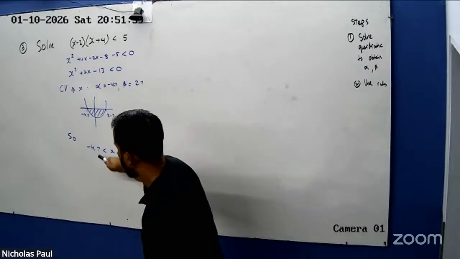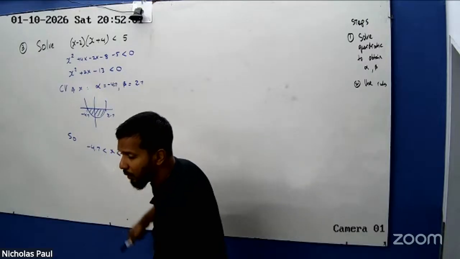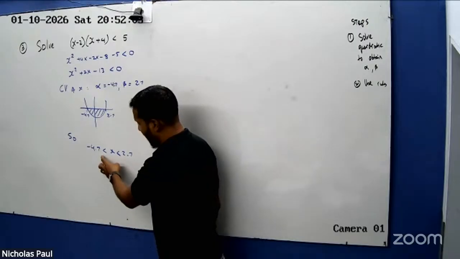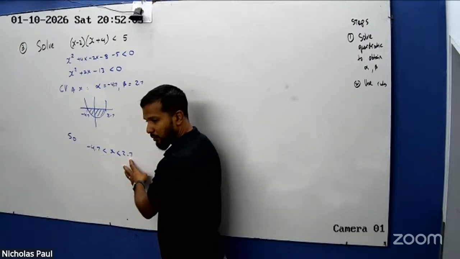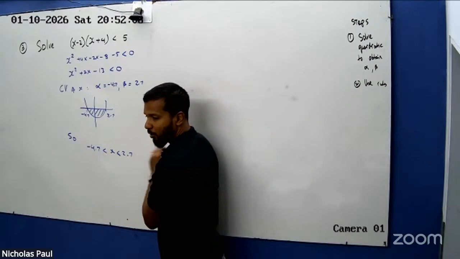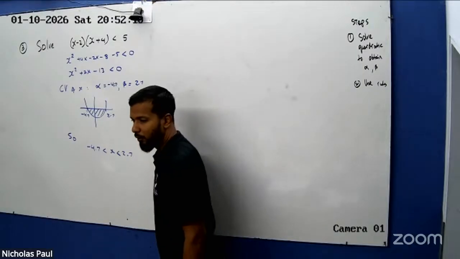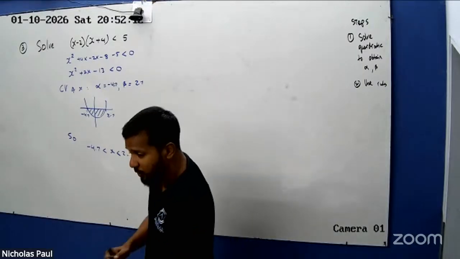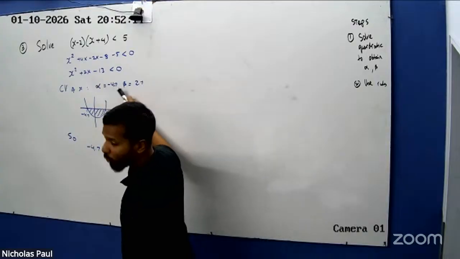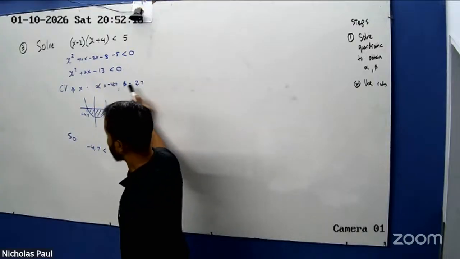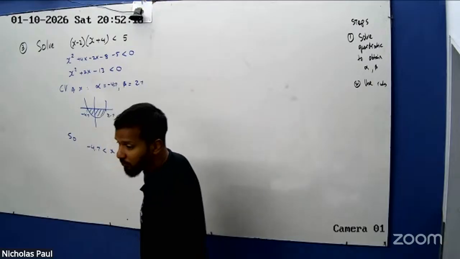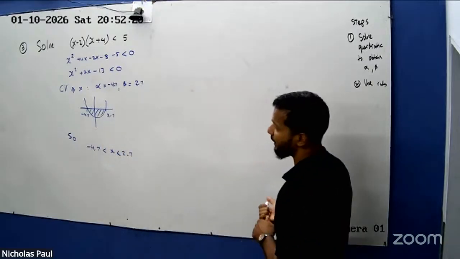Remember the solution I gave you is alpha, beta, so alpha should always be the smaller value. If you don't want to choose, what you can do is just write the two values and then write it. You don't have to write alpha and beta.